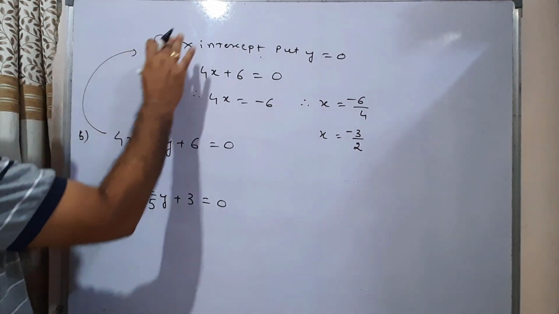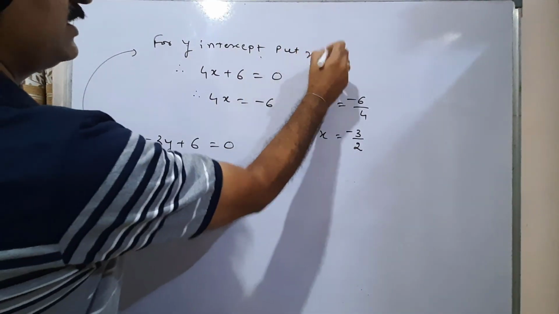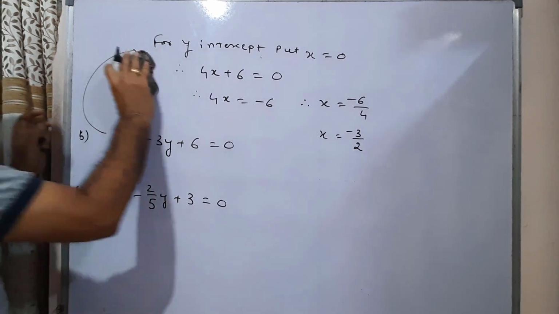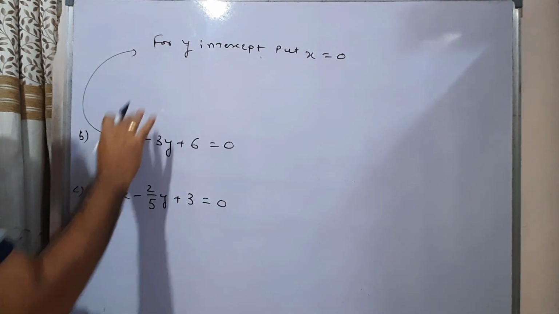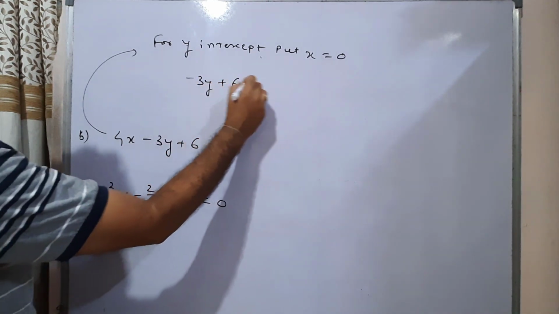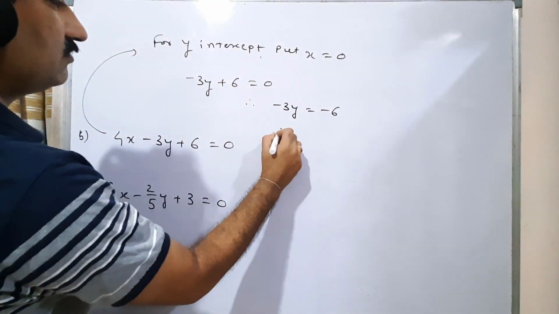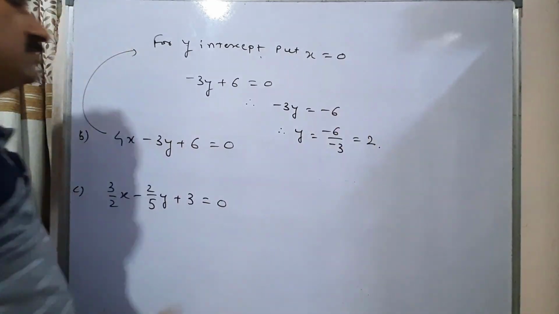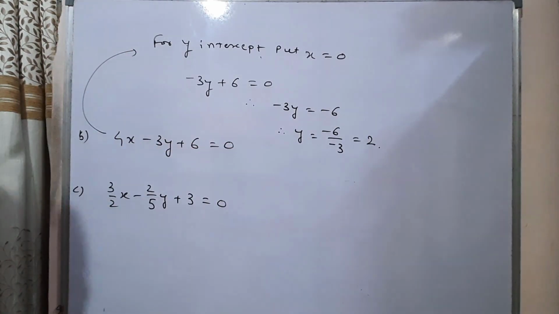Okay. And now for y-intercept, we substitute x equal to 0 in the above equation. So what we get then? When we substitute x equal to 0, we get minus 3y plus 6 equal to 0. Minus 3y is equal to minus 6. Minus 6 upon minus 3, that is 2. So that means y-intercept is 2.